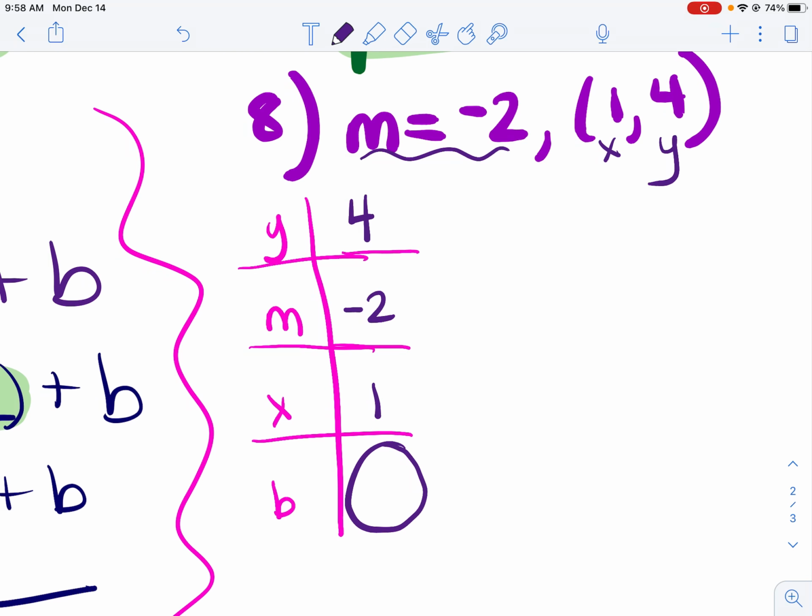Okay. So y equals mx plus b. This is what I'm setting up. Instead of putting in y, we're going to put in 4.